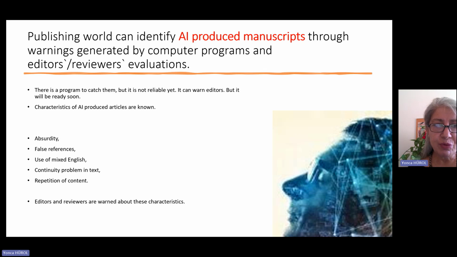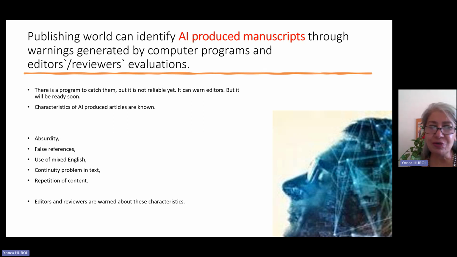So AI production can be checked through absurdity, false references, as I told before, and use of mixed English, and American English can be a sign of AI production. Of course, this can also be a problem for Middle Eastern academics like me. I also have this problem. But you may ask AI to check English, American English, mixed use, and turn it into one of them. That's another issue. But if it produces a manuscript for you, it usually uses mixed English.